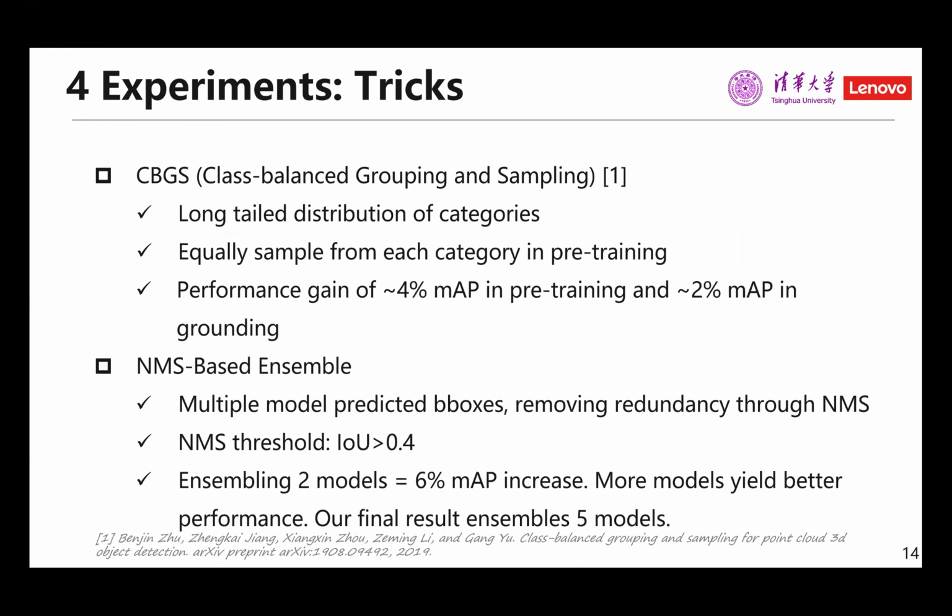And some tricks we use, these are the tricks that we found most helpful in our method. One is CVGS, the class balancing, grouping and sampling. This is during the pre-training stage. For the object detection, we do a balancing for the long tail distribution of classes, so this kind of alleviates the long tail problem. Then we also use an NMS-based ensemble. That's what we use for the final model we submit to the leaderboard.